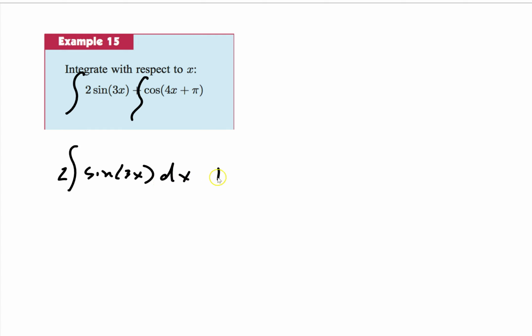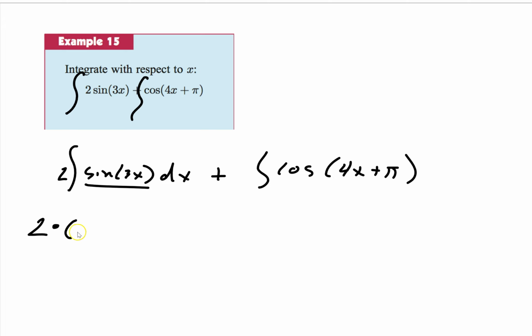So that plus on this one, integrate cosine of (4x plus pi). So we're going to integrate this side first. The 2 stays there. This is a constant, nothing happens to it. Over here, it's a reverse chain rule. Integrate cosine, which is negative cosine. Leave the inside alone. And then divide by the derivative of the inside. The derivative is 3, so 1 over 3.